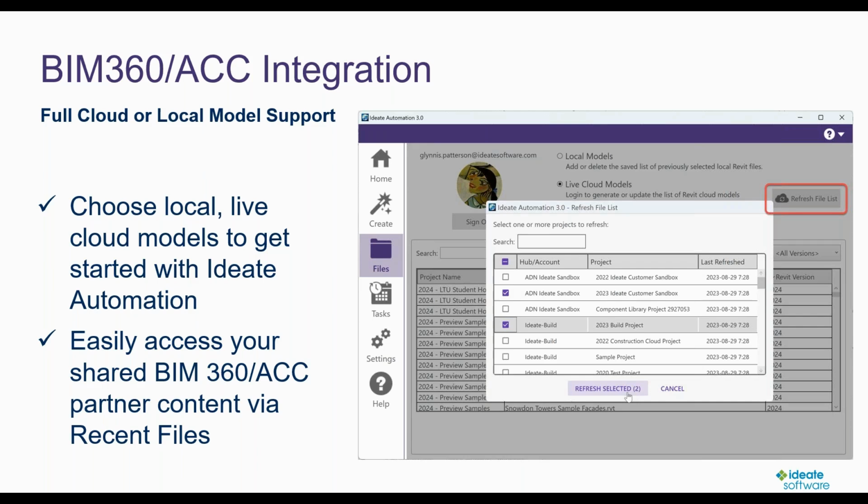You can also access models via the recent files list. So if there is a situation where you need to run a task on a file that's on a hub that hasn't done the integration, as long as you've accessed that model previously, you'll get access to it via the recent files list. So that's something else to bear in mind.